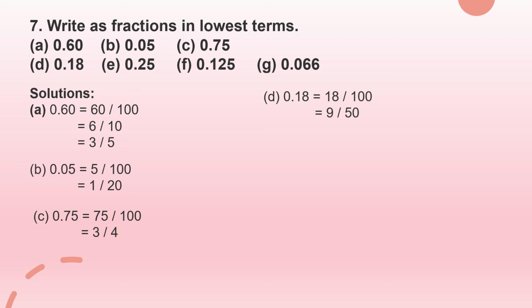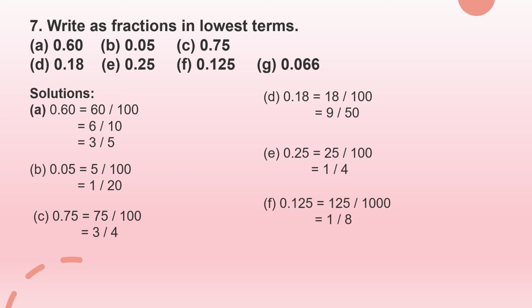0.18, that is 18 by 100. So 9 by 50. 0.25, 25 by 100. 25 into 1, 25 into 4. So we get 1 by 4. 125 by 1000. So 125 into, when we can.